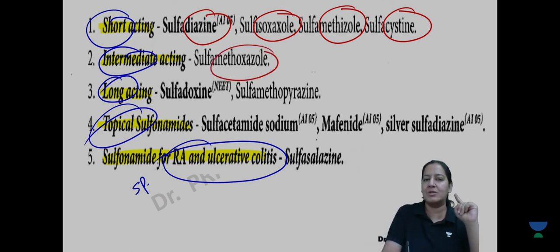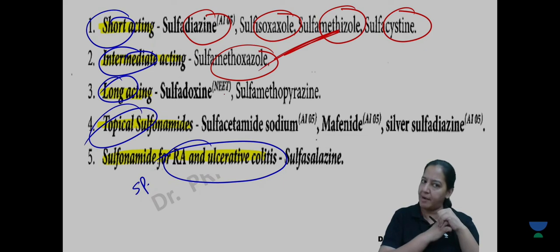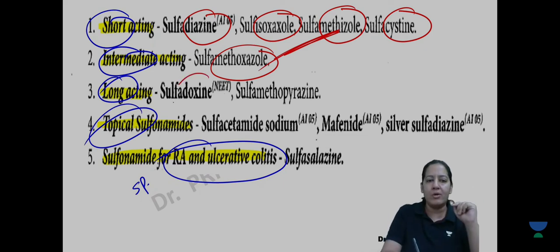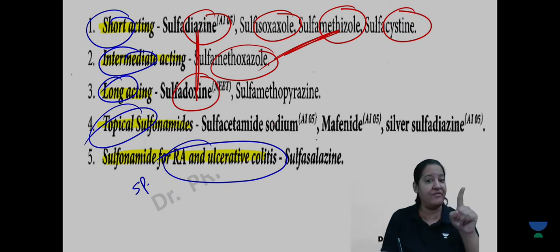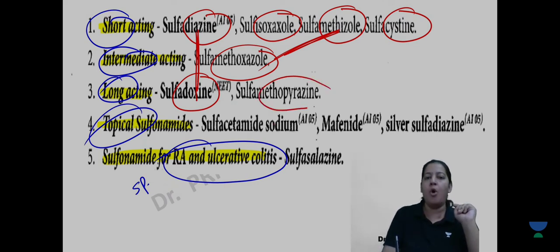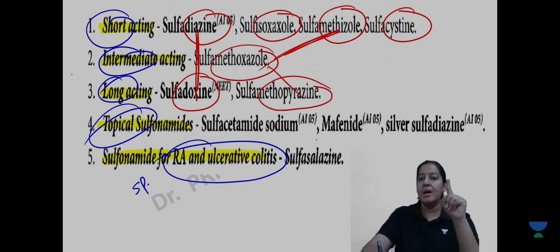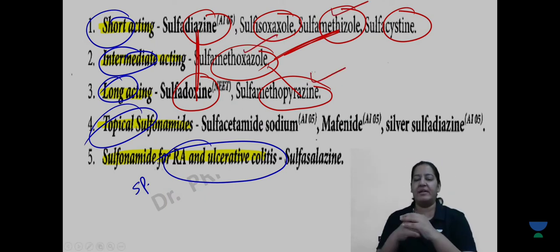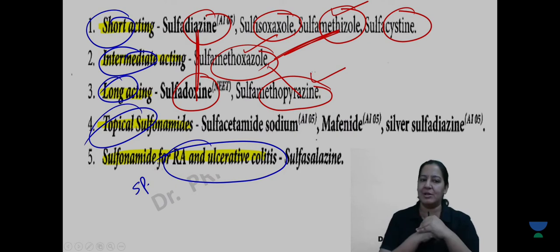In intermediate, methoxazole. Don't get confused between methizole and methoxazole. In long acting, doxine. Don't get confused between diazine and doxine. I'm clarifying it. And the next one is methopyrazine. Now there are 3M. Methizole, methoxazole, methopyrazine. You yourself decide which is short, which is intermediate, which is long.